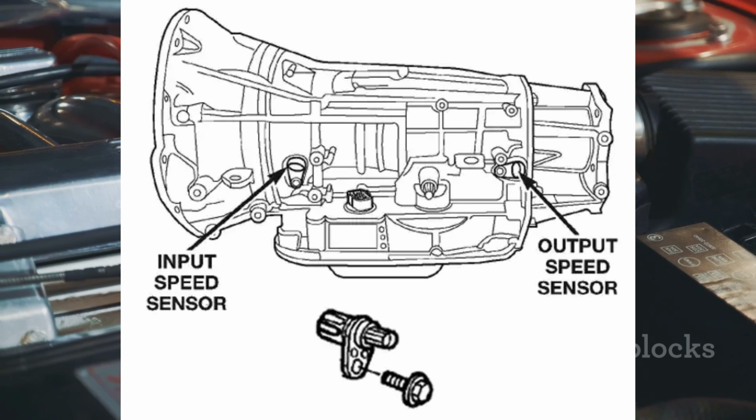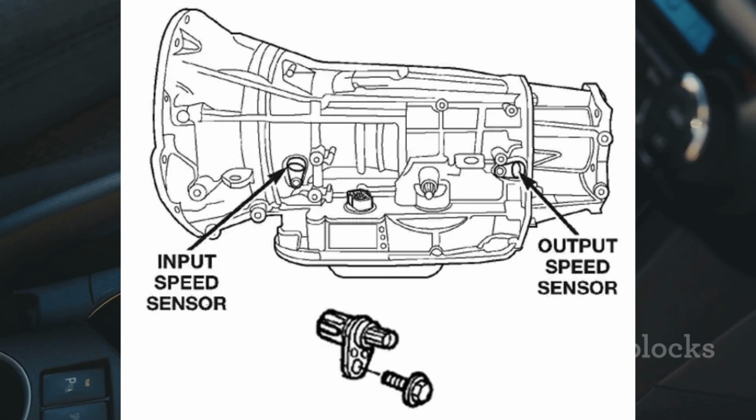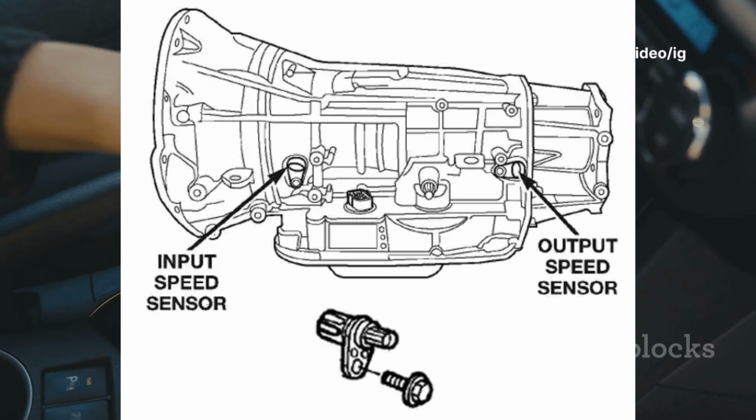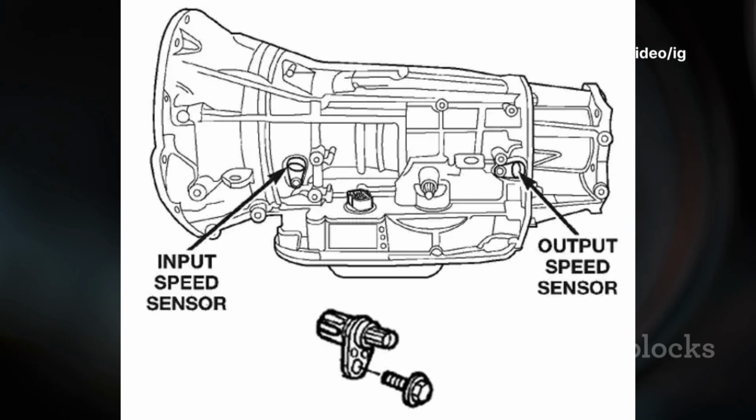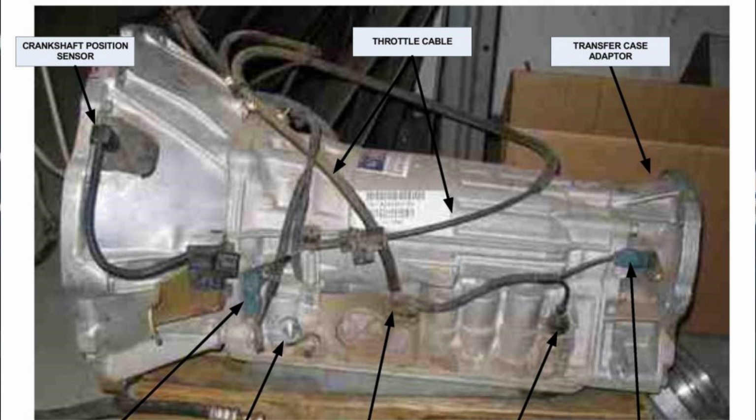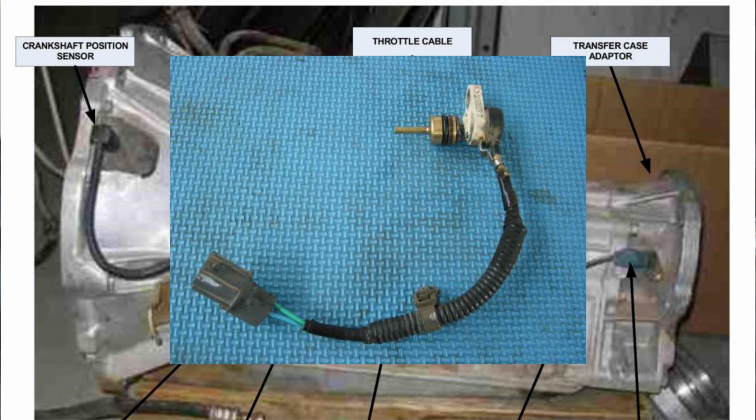Input and output speed sensors. Location: mounted on the transmission case near the transmission shaft. Function: the input speed sensor, ISS, measures engine RPM entering the transmission. The output speed sensor, OSS, monitors the speed of the transmission output shaft. Transmission fluid pressure sensor, TFPS. Location: inside the transmission, usually near the valve body. Function: measures fluid pressure to ensure smooth shifting.